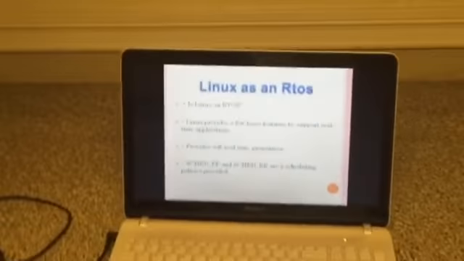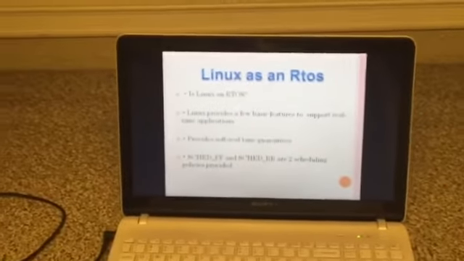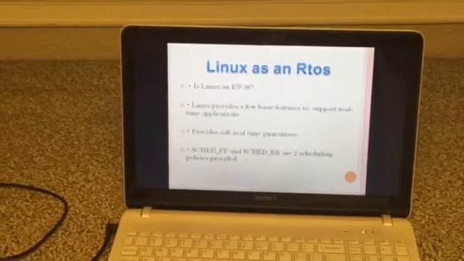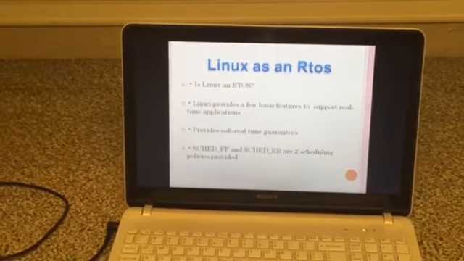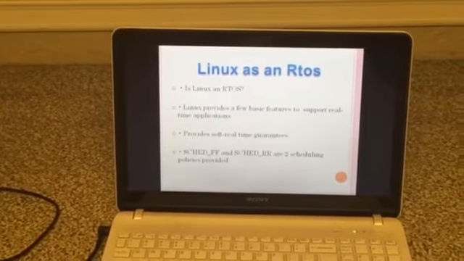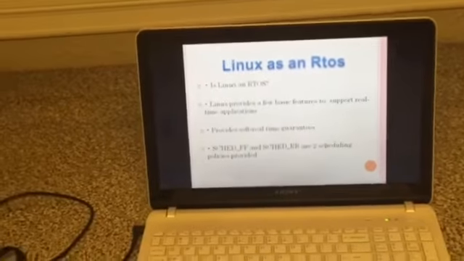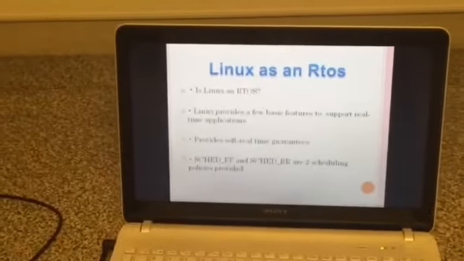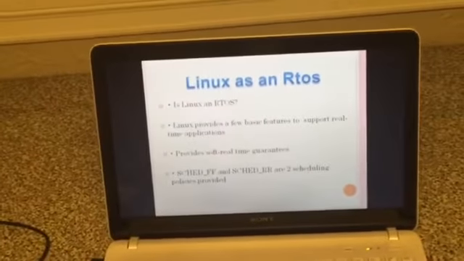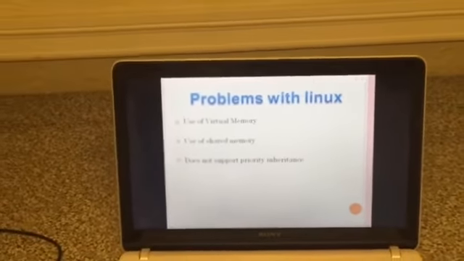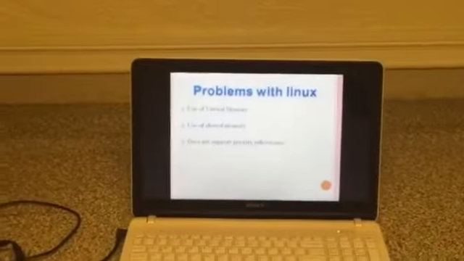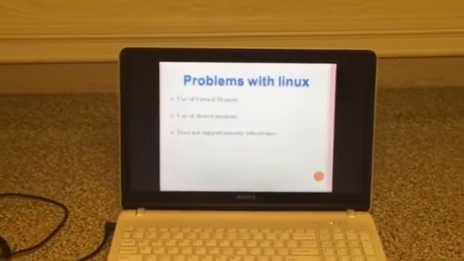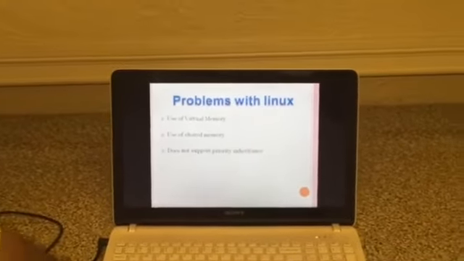First, we have to know: is Linux a real-time operating system or not? Linux provides a few basic features to support real-time applications, and it even provides some soft real-time guarantees, like SCHED_FIFO and SCHED_RR, two scheduling policies provided by Linux for real-time use. Coming to the problems faced by Linux as an RTOS, it uses virtual memory and shared memory, and it doesn't support priority inheritance, which is a big deal.